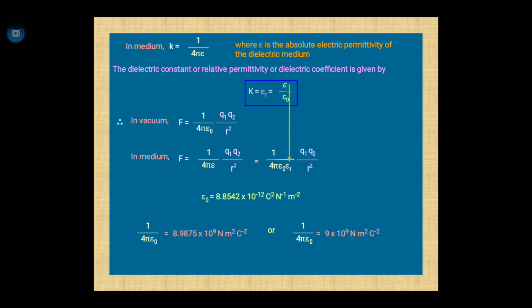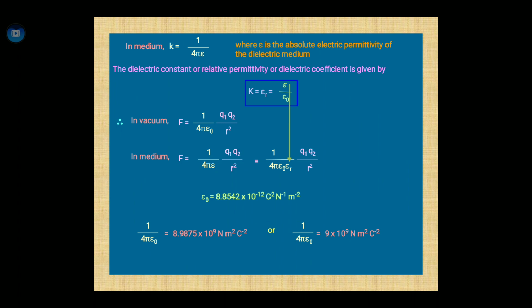The ratio of epsilon and epsilon naught is equal to the dielectric constant, or you can say relative permittivity, which is known as K equals epsilon r equals epsilon upon epsilon naught. So in vacuum, F equals 1 upon 4 pi epsilon naught Q1 Q2 upon R square. And in medium, F equals 1 upon 4 pi epsilon Q1 Q2 upon R square. If we want to put the value of epsilon, we can write 1 upon 4 pi epsilon naught epsilon r Q1 Q2 upon R square.